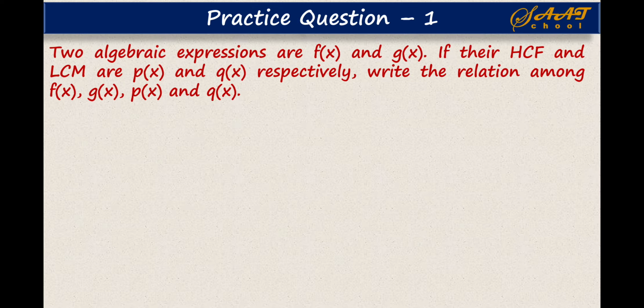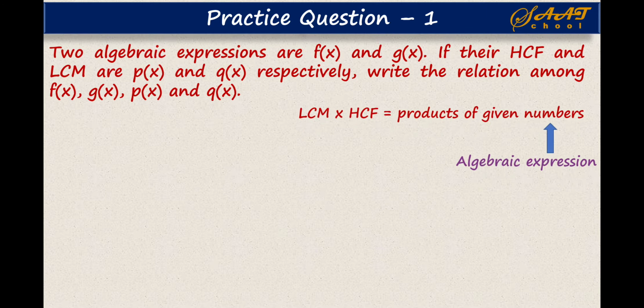Here's the first practice question. Two algebraic expressions are given, f(x) and g(x). Now, if their HCF and LCM are p(x) and q(x) respectively, we have to show the relationship among them. As we already discussed, the product of HCF and LCM is equal to the product of the given numbers. In this case, the product of the algebraic expressions.